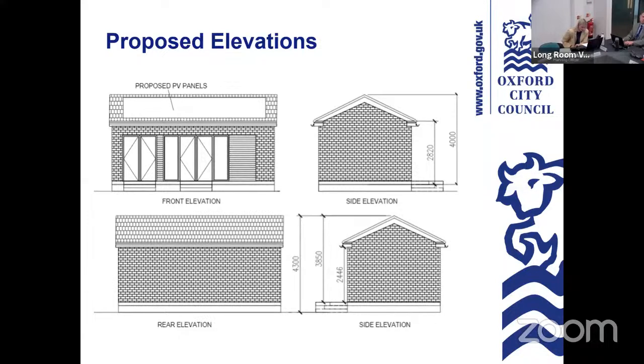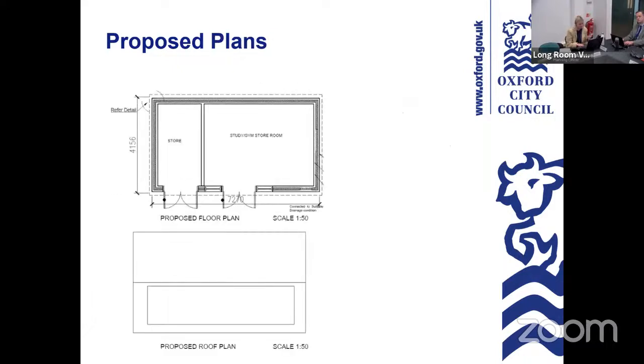The outbuilding would have a depth of 4.1 metres, a width of 7.3 metres, and will be finished under a pitched roof with an eaves height of 2.8 metres and a maximum height of 4.3 metres. 2 doors and 2 windows are proposed to the front elevation of the outbuilding. These are the proposed floor plans for the outbuilding, which would be used as a study and/or gym, and would also be used for additional storage.